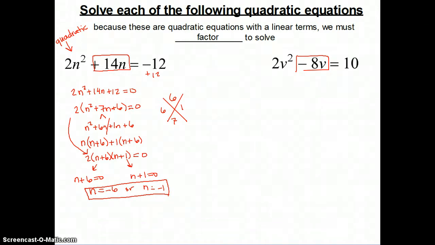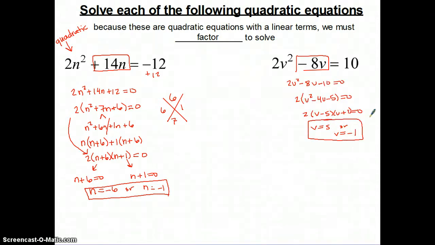Go ahead and pause the video real quick and try the next one on your own. Your two answers here should be v is 5 or v is negative 1.